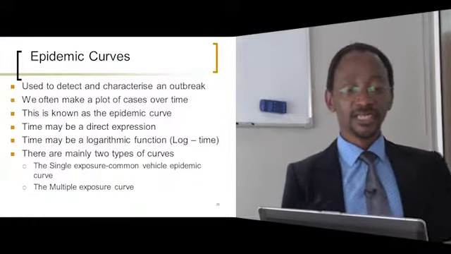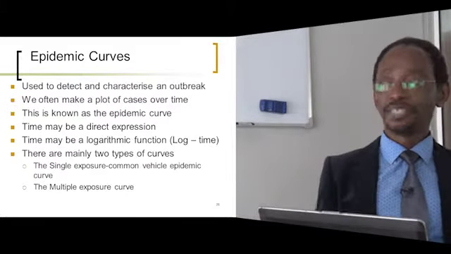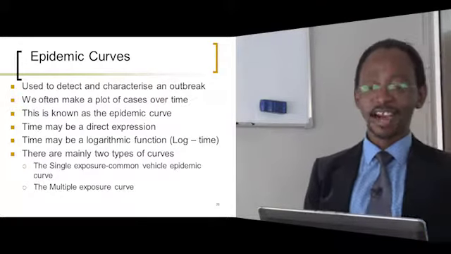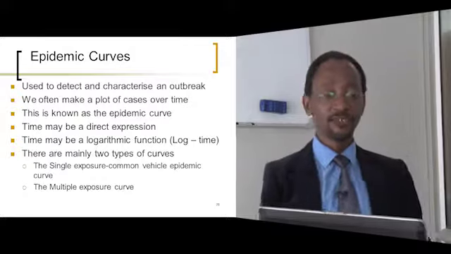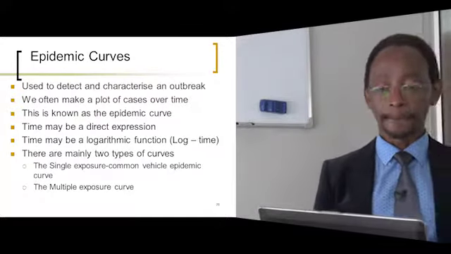Now, characterizing outbreaks. We characterize outbreaks using what we call epidemic curves. They are a plot of cases over time. Like, for instance, if my time is in days: on Monday, how many cases did I get? On Tuesday, how many cases? On Wednesday? So it's a frequency plot, and from that, we draw a curve.